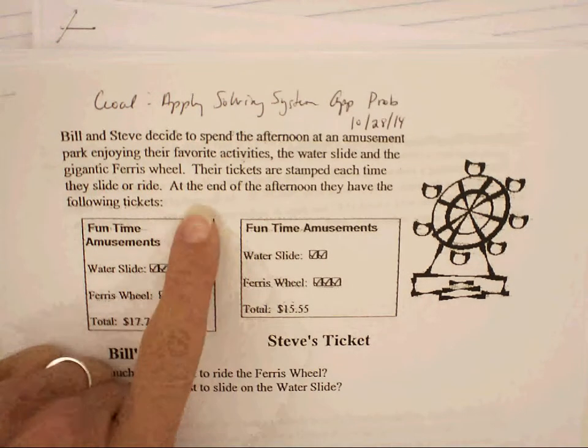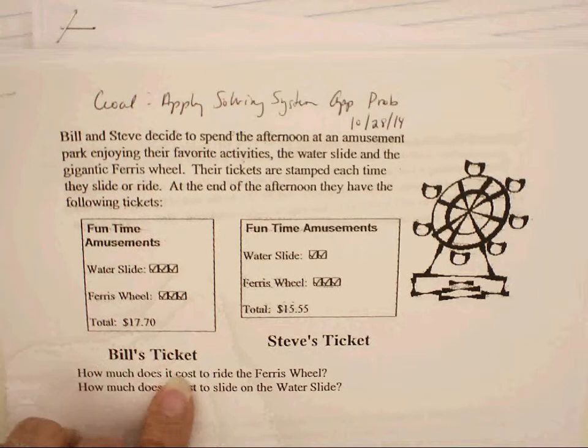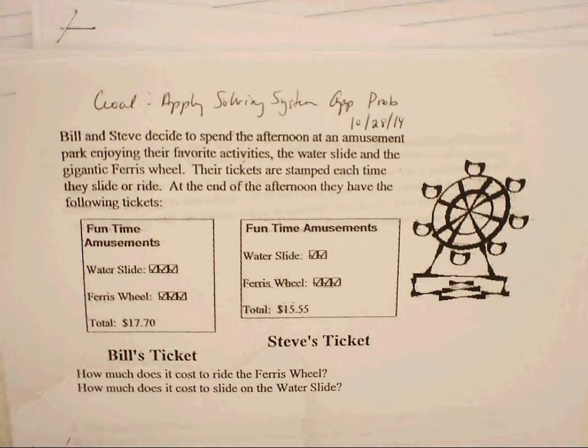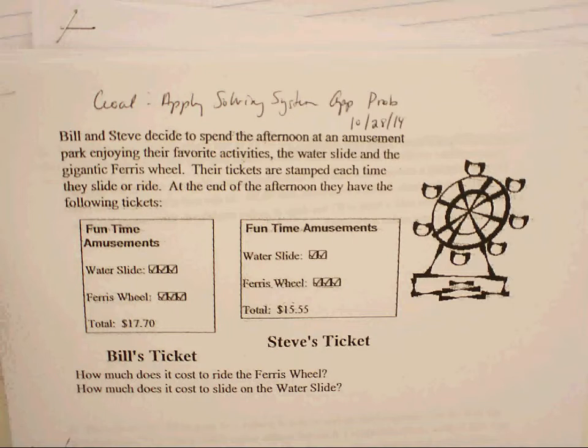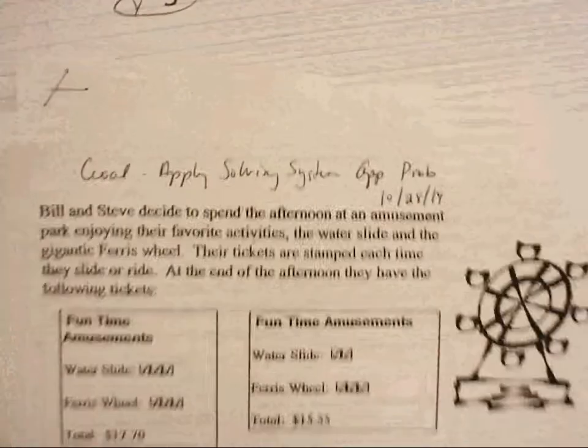Now, if you look at why these look so similar, it's because this was Bill's ticket and that was Steve's ticket. Their tickets are stamped each time they ride or slide, is what the little stamps or check marks are. At the end of the afternoon, they have the following tickets. So the question says, how much does it cost to ride the Ferris wheel? How much does it cost to ride the water slide? And you're going to draw that information off of Bill and Steve's tickets.